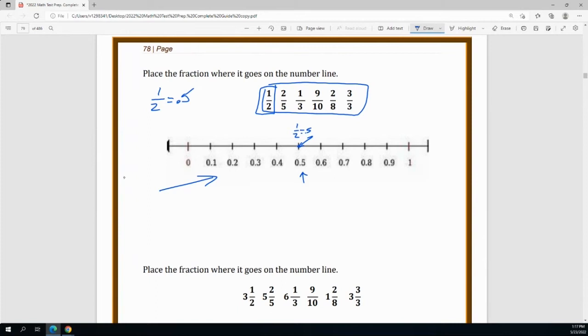Let's try again. What about 2 divided by 5? Well, 2 divided by 5 gives me the number 0.4. Well, 0.4 is actually located right there. 2 divided by 5 goes right here. Now, these are the ones that are a little tricky. What about 1 divided by 3?